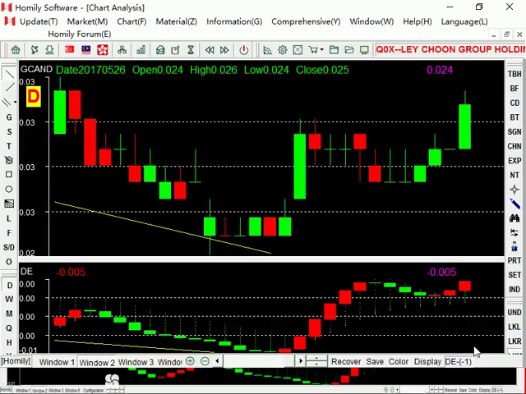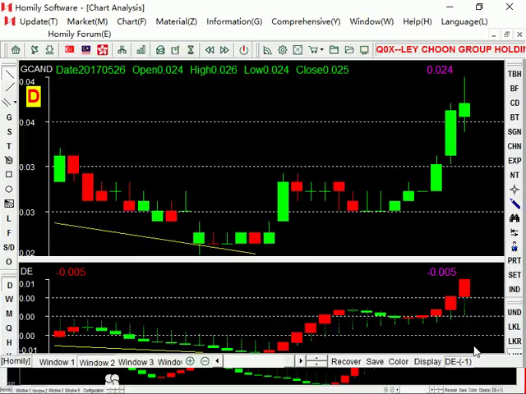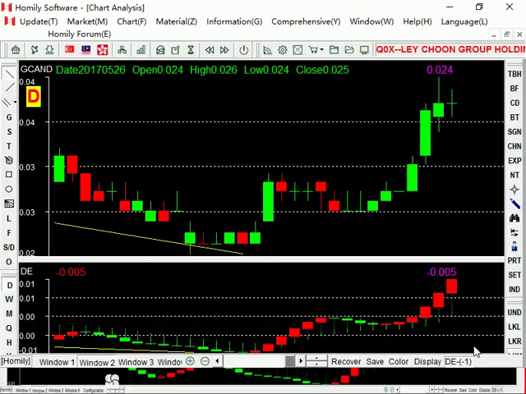Sell or not? Wait. But when can we start to sell? When red turns to green color and the shadow changes from downward shadow to upward shadow, you should know this is the sell opportunity. So this method I hope you can remember. Just easy to understand, right?